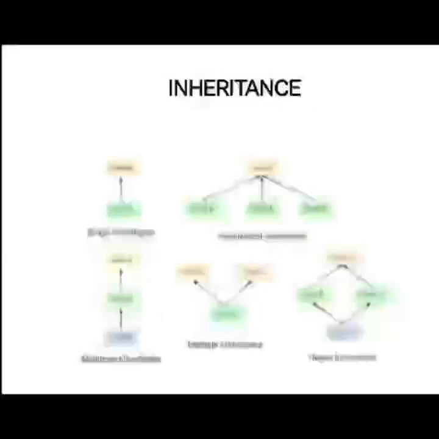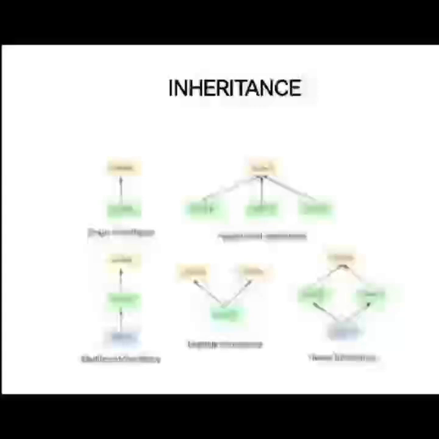Now the inheritance, it provides the reusability of code. It means if I write a code, then I can use this code again and again. We don't need to write it again, so using this concept we can save our time and space. And there are five types of inheritance: single inheritance, multiple inheritance, multilevel inheritance, hierarchical inheritance, and hybrid inheritance.